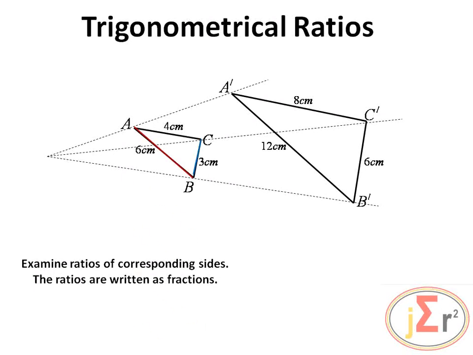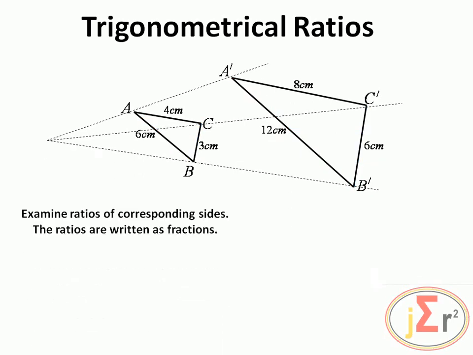Take the ratio AB to BC. AB is 6, BC is 3. So the ratio of AB to BC is 2. And of course, if we take the corresponding sides A prime B prime over B prime C prime, we are going to get 12 over 6, which is the same ratio, equal to 2.